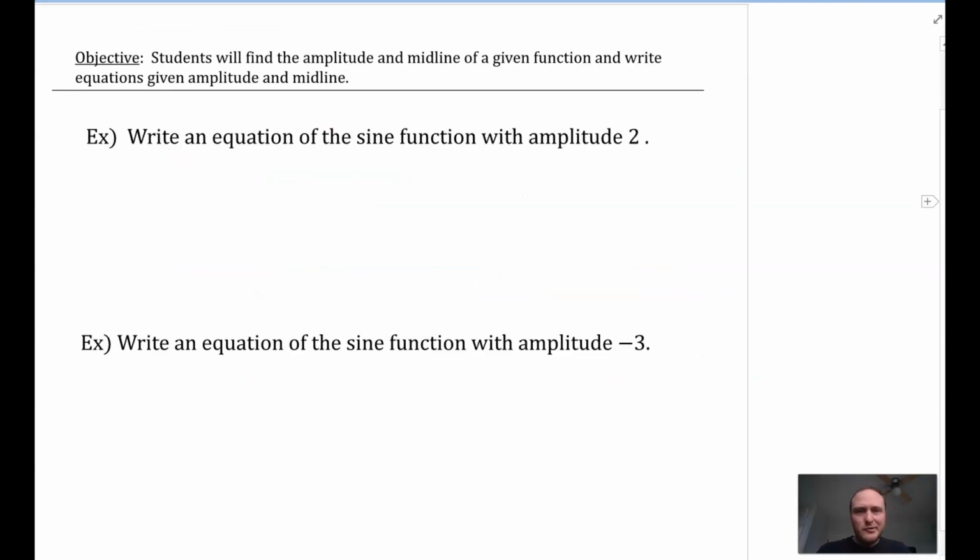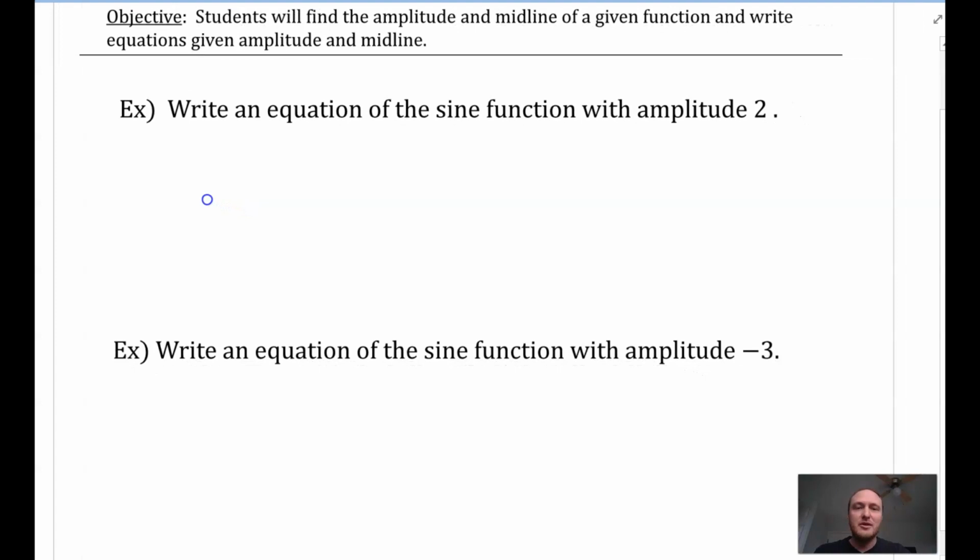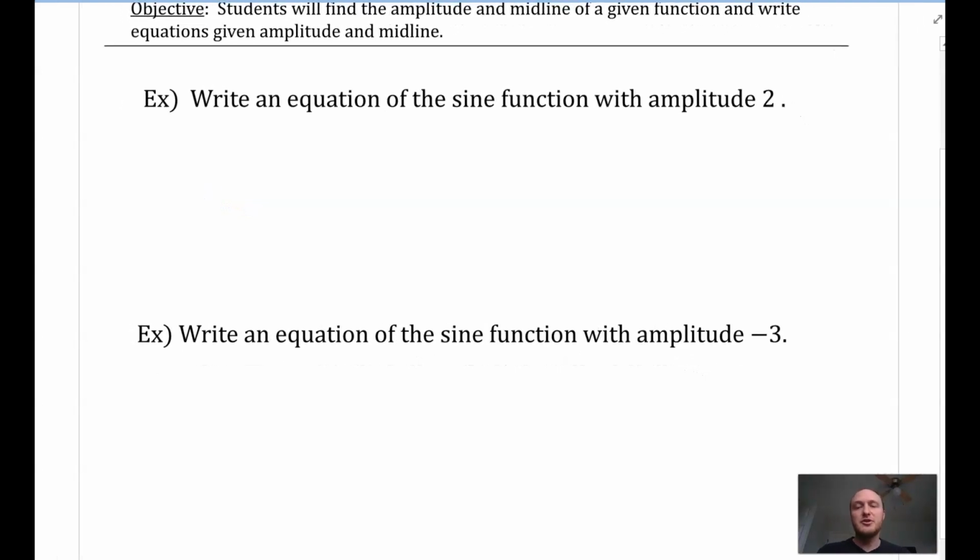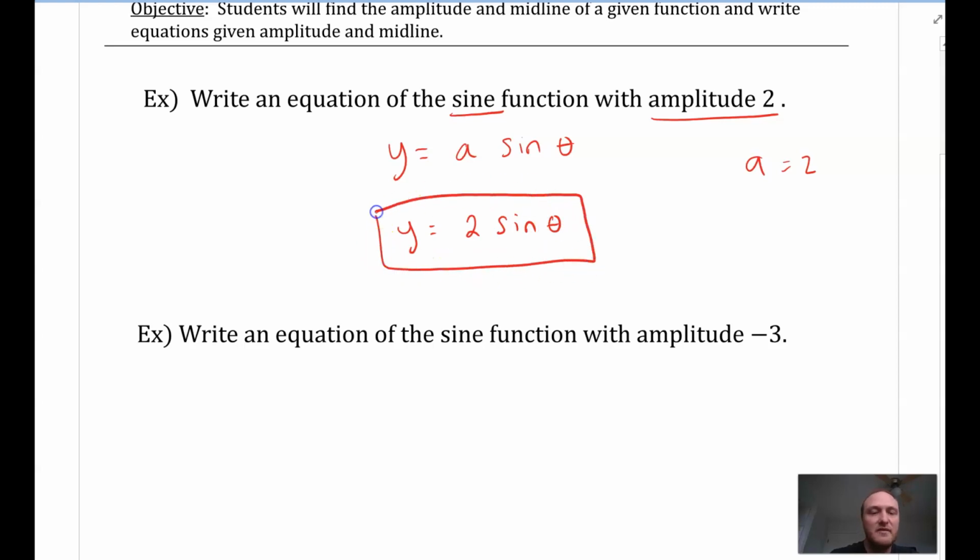Okay, so just recapping here, it says write an equation of the sine function with an amplitude of 2. Okay, well, I know that the function is sine, and I know I have an amplitude of 2. So if I have to write a function of this value, y equals a sine of theta, well, I know that a, the amplitude, is 2. So this is just going to be y is equal to 2 sine theta. And that's it. Very, very simple.